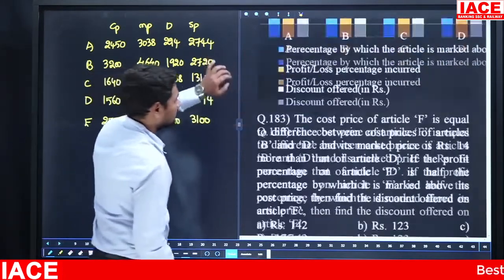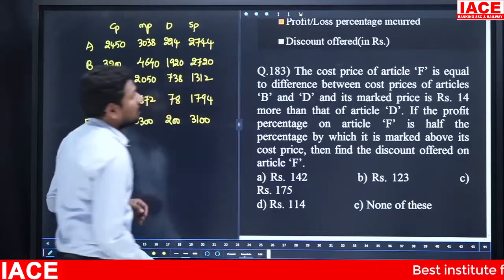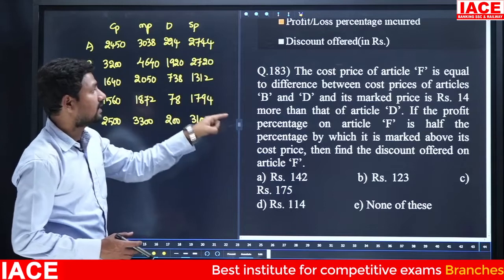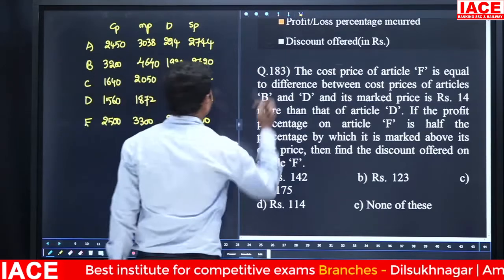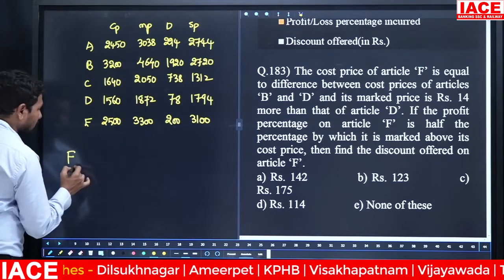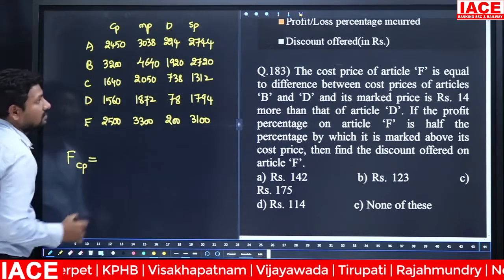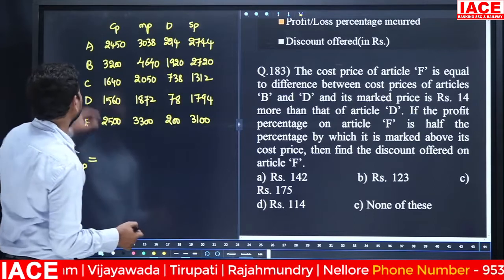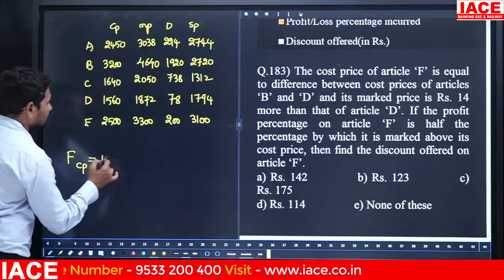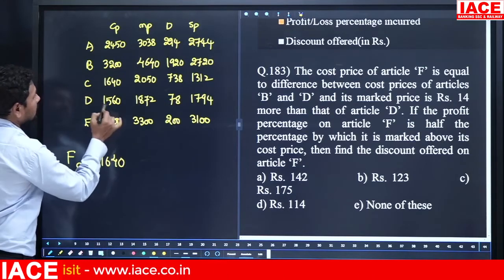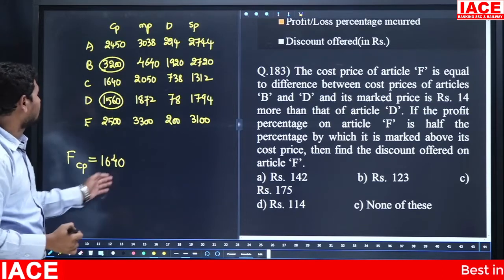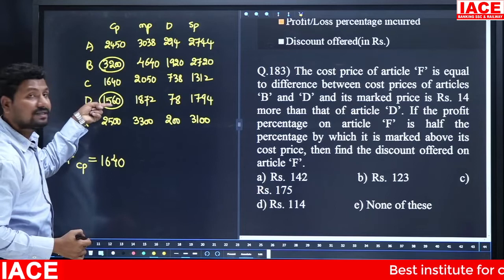Next, cost price of article F is equal to the difference between cost price of article B and D. Okay, F cost price is required. We create a new one, there is no F. F cost price is equal to what? The difference between cost price of article B and D. B article value 3200, D value is 1560. 3200 and 1560, the difference is what? 1640. It is becoming 1640.